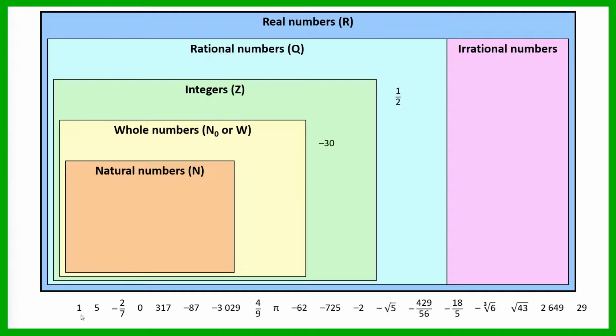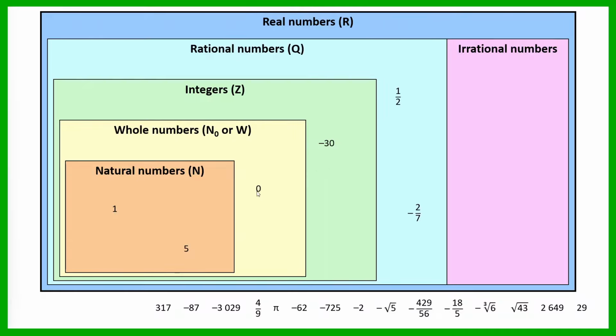Then I've got the number 1, which is a positive whole number, so it's going to be a natural number. The number 5 is also a natural number. Negative 2 over 7 is a rational number because it has been written in the form a over b, and it can't be simplified to give you a whole number or an integer. Okay, then the number 0, just be aware that the number 0 is going to be in the whole numbers block over here. It is an integer.